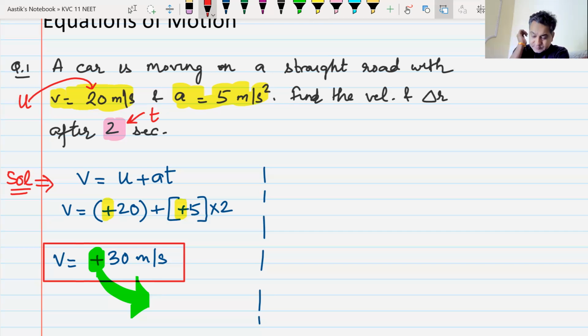I'm waiting. If you don't understand something, then I have to be clear that you have not understood this. Have you understood what this plus sign indicates? Yes or no? Either it is a yes or no. You know it or you don't know it. What does this plus sign indicate?